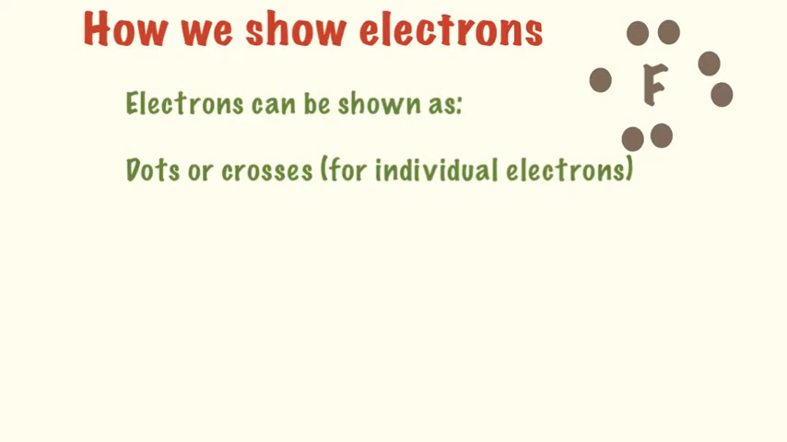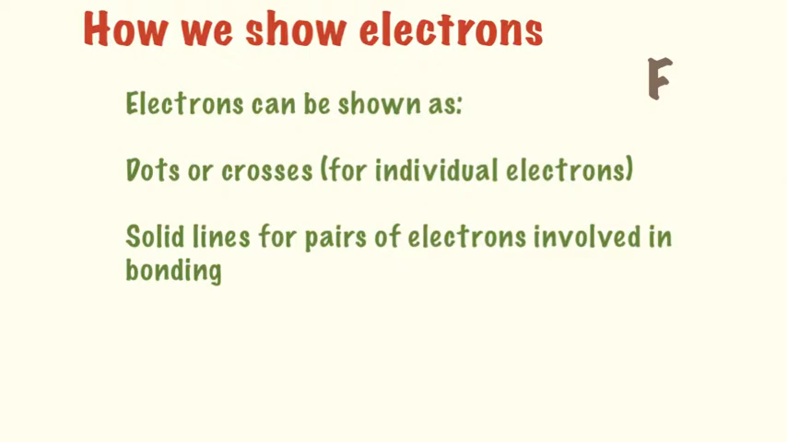So if we're working on the octet rule, we know that fluorine would love to have an extra electron so it could fill it up and form a fluoride ion. And this in real terms is what it does. And so in natural terms, fluorine will try to gain that extra electron and form this. So that would be one way we could show a fluorine atom.